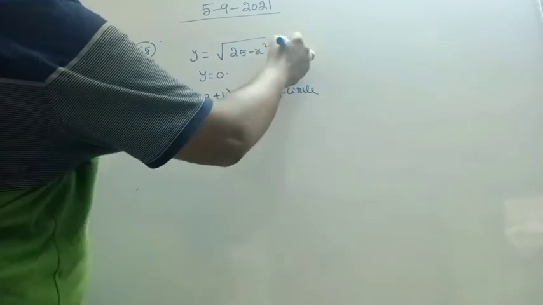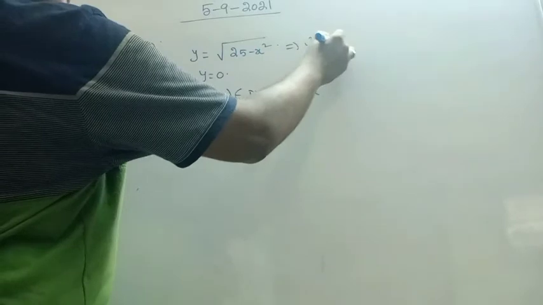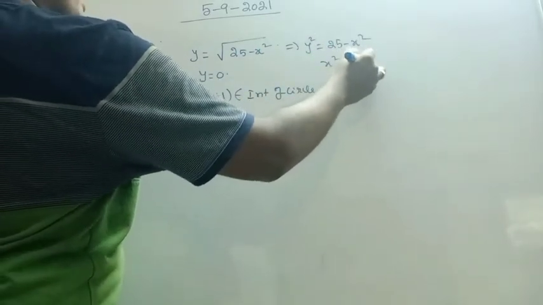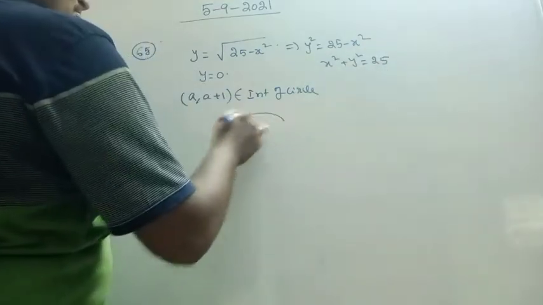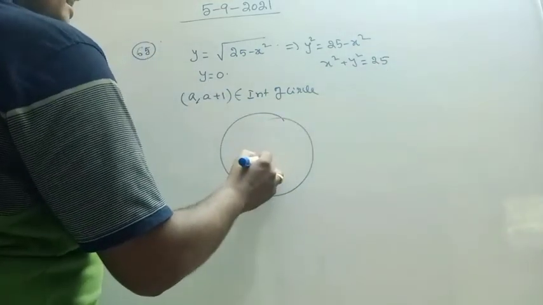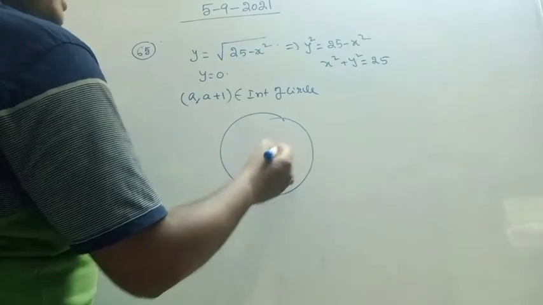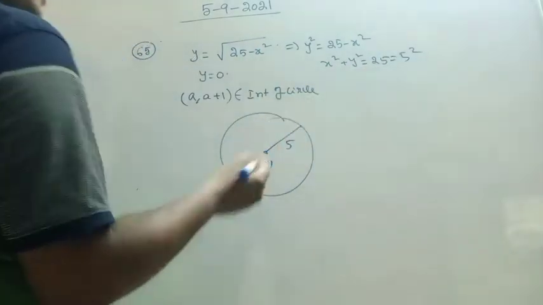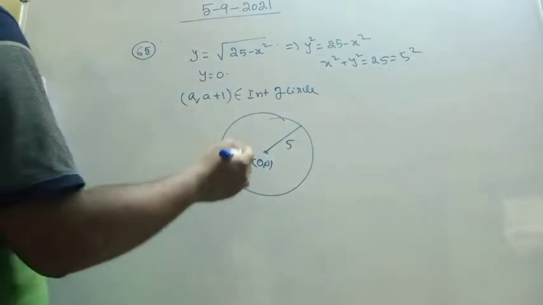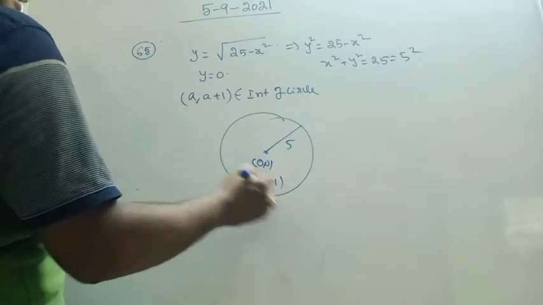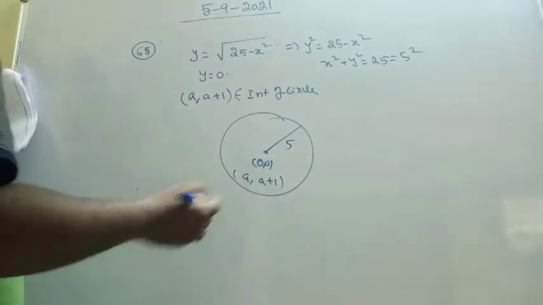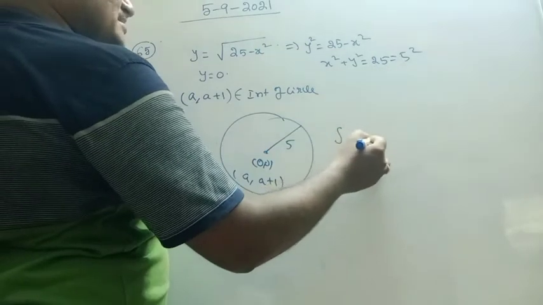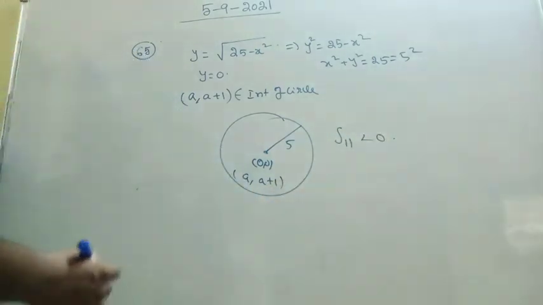If you do squaring on both sides, you will have y square is equal to 25 minus x square. Now this is x square plus y square is equal to 25. This is the circle with center 0 comma 0, and the radius is nothing but 5 units. Now we need the point a comma a plus 1 to be interior, which means, my dear students, if you substitute that point, you have to get S11 is less than 0.